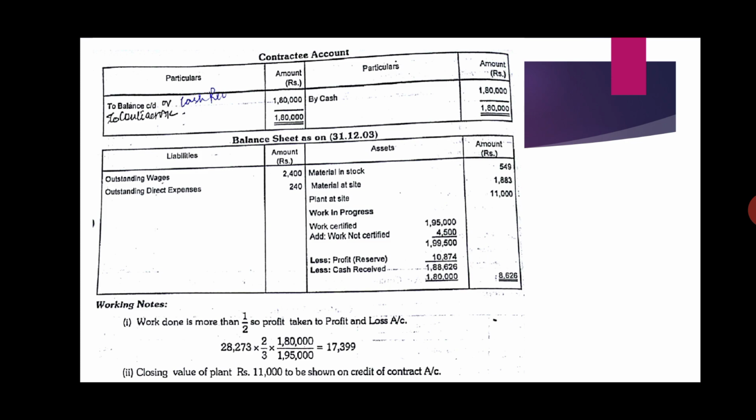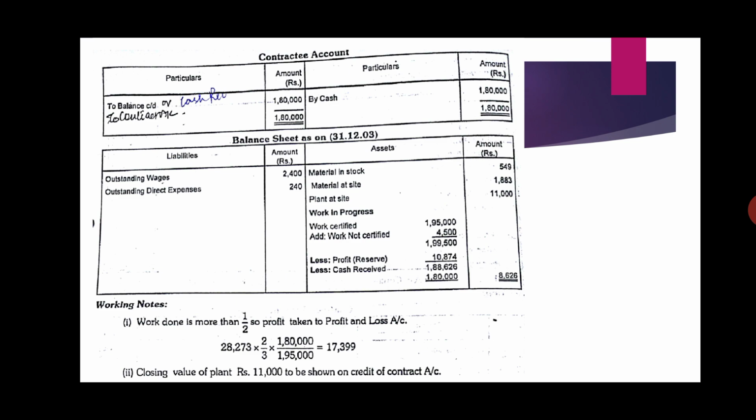Now after writing all the credit items, or not all but yes, the major ones which are left over at site, you have to mention in this sequence the work in progress. Work in progress means work certified plus work uncertified minus WIP reserve minus cash received. So two things plus, two things minus, in this way you can remember the hint. Work certified plus work uncertified minus WIP reserve.